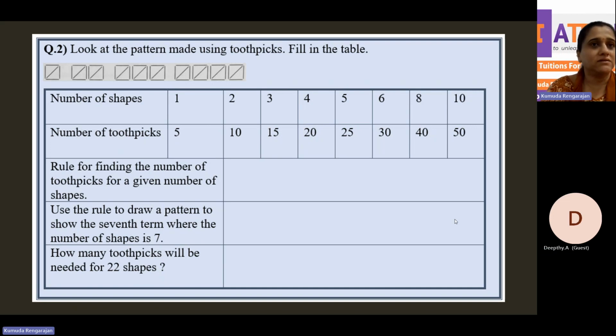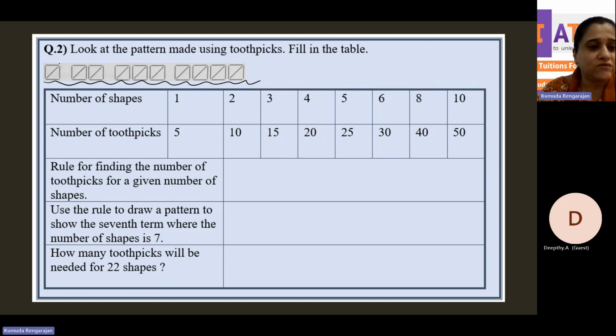So there's a pattern. What kind of a pattern is this? Is it a number pattern or a shape pattern? A shape pattern. Okay, because it's a pattern made using shapes.